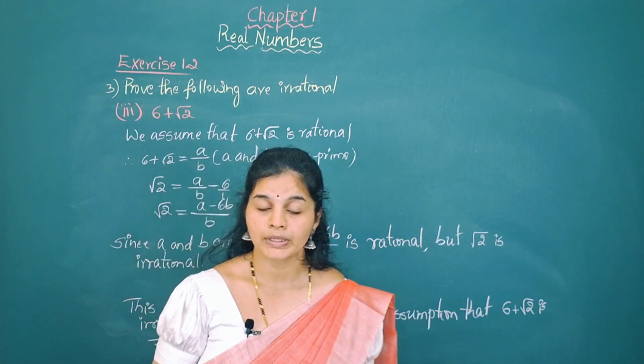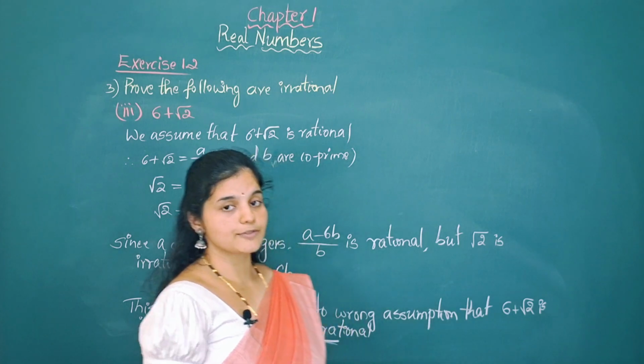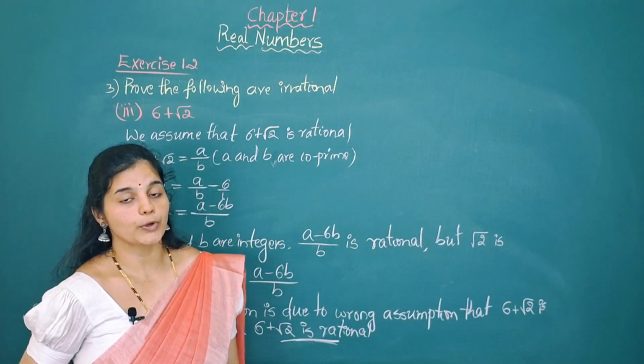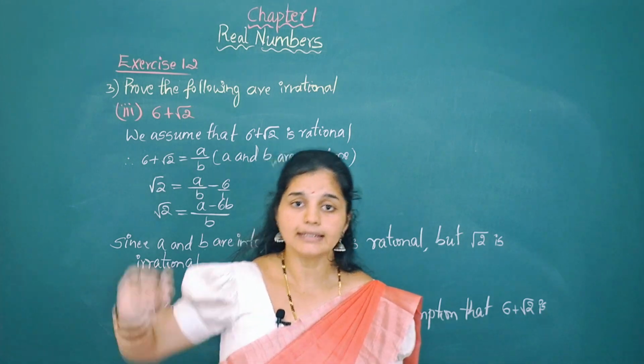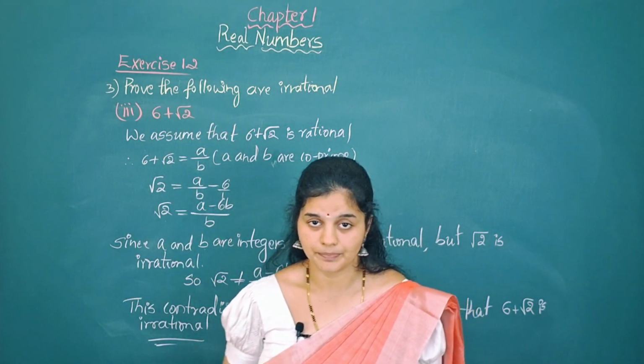I hope it is clear. This is how you can solve any question of this type. What do we do? Initially, we assume by contradiction that the given number is rational.